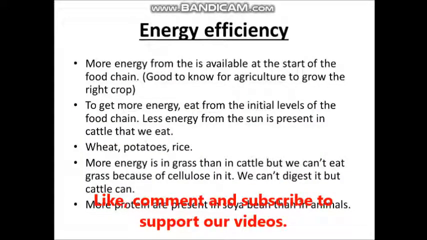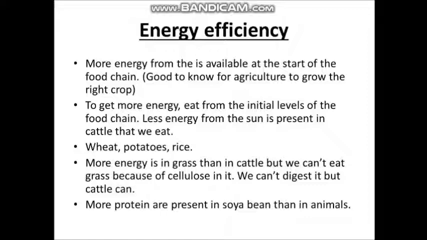Now energy efficiency. When we are talking about energy, we are talking about the energy of the sun. So when we are close to the starting level of the food chain, it means that we will get more energy from the sun. This is good to know for a person who is in agriculture, so that they can grow the right crop. If we want to get more energy from the sun, we have to eat from the initial levels of the food chain.